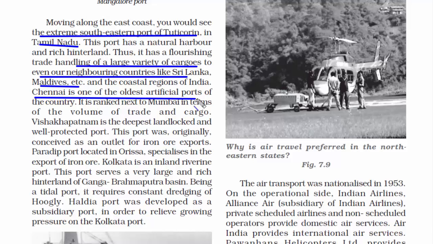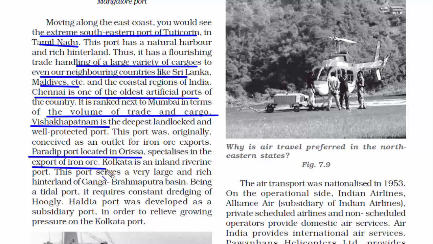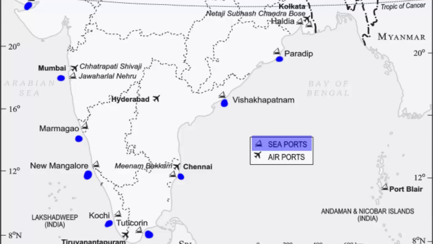And then Chennai is one of the oldest artificial ports, and it handles a similar volume of trade and cargo just like the Mumbai one. And then there is another port at Visakhapatnam, and then we have one in Orissa which is named Paradeep. Iron ore is exported through this port. So like this we have many ports in India. Again, just have a look at this on the map and have a quick glance at them.